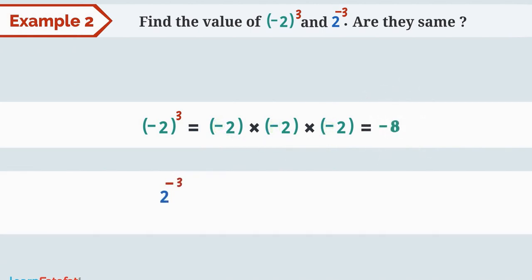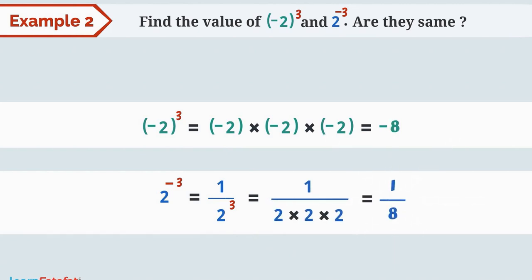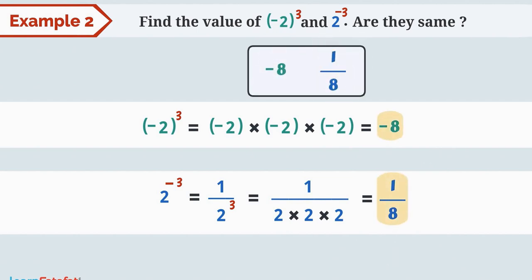2 raised to the power minus 3 is equal to 1 upon 2 raised to the power 3, which is equal to 1 upon 2 into 2 into 2, or 1 upon 8. If you compare these values, then these are not the same. In fact, the positive number 1 by 8 is greater than the negative number minus 8.